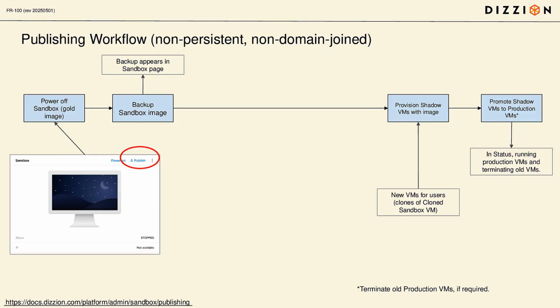You should see this backup appear in the Backups table, and a new publish task will be listed in the control panel's task list. Next, the shadow VMs are provisioned in the cloud infrastructure with the new image. It should be noted that these are clones of a cloned sandbox VM or our backup image. Lastly, the production VMs are promoted from the shadow pool to replace old VMs.